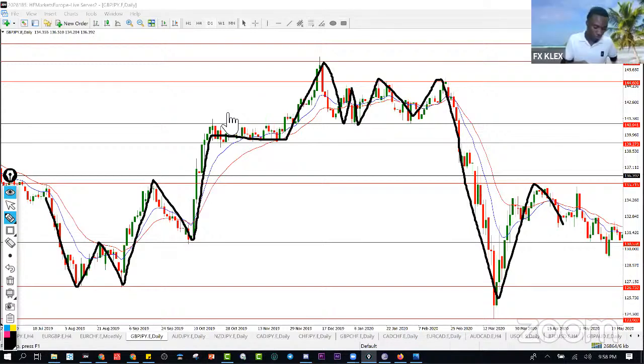Okay, if you are a scalper, right? You scalp, yeah, right? Yes. Well, I don't believe in scalping.